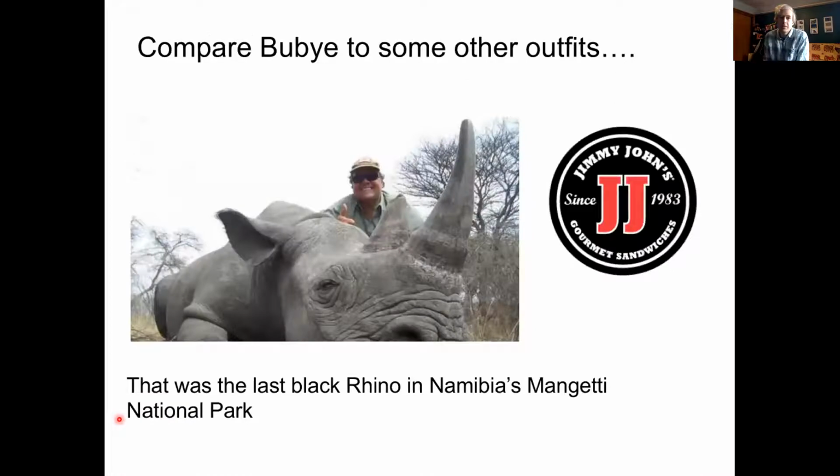So you compare Bubé to some other outfits. For example, this is the owner of Jimmy John's Sandwiches, and this was the last black rhino in Namibia's Mangeti National Park, which this guy paid a load of money to shoot. So this, you sort of say, okay, there is good and bad, certainly.